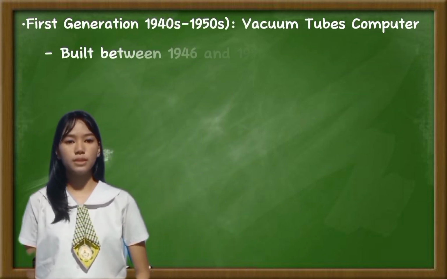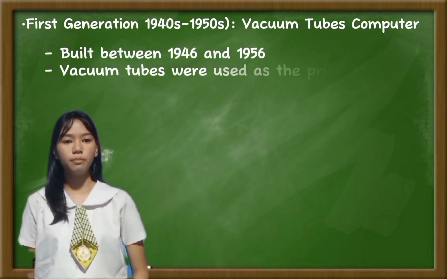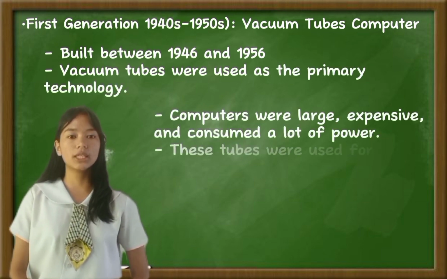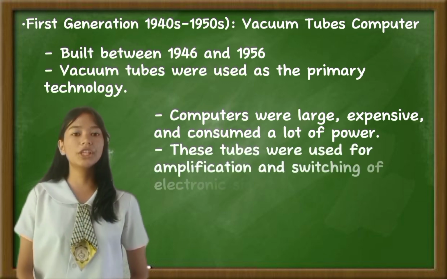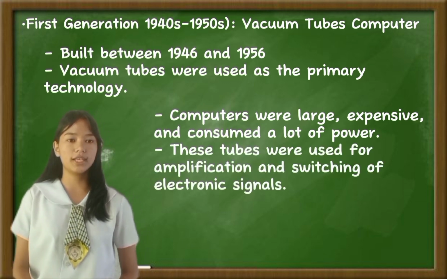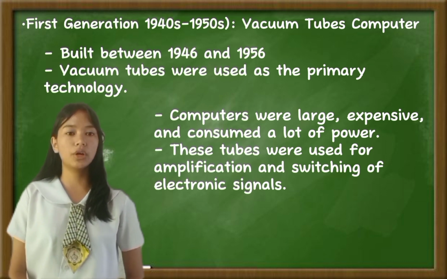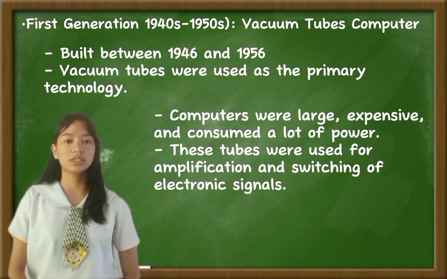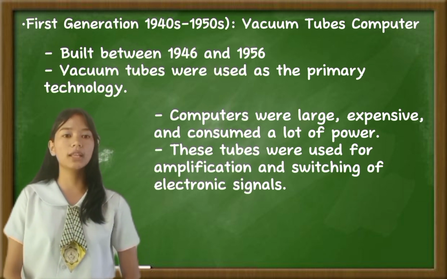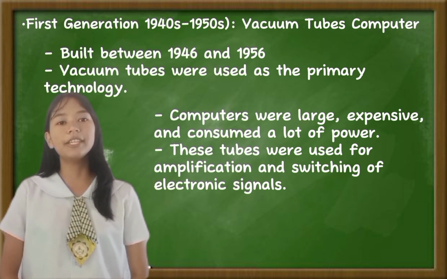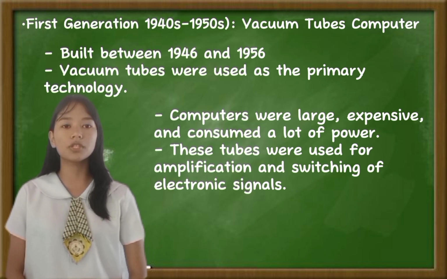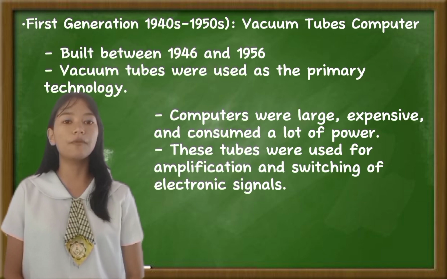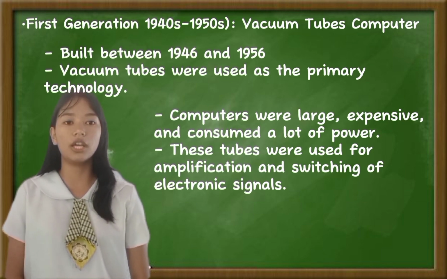The first generation used vacuum tubes technology and were built between 1946 and 1956. Vacuum tubes were very expensive and produced a lot of heat, which made these computers very expensive and only affordable to large organizations. Machine language was the programming language used for these computers and they could not multitask. The ENIAC was the first electronic general-purpose computer that used 18,000 vacuum tubes and was built in 1943 for war-related calculations.